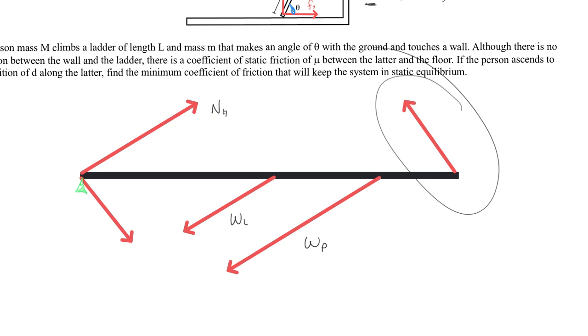So get those out of the way because I don't need them. I'm going to go ahead and redraw my pivot point here. And I'm going to have 3 torques. I'm going to have the torque from the wall, the torque from the ladder, and the torque from the person.